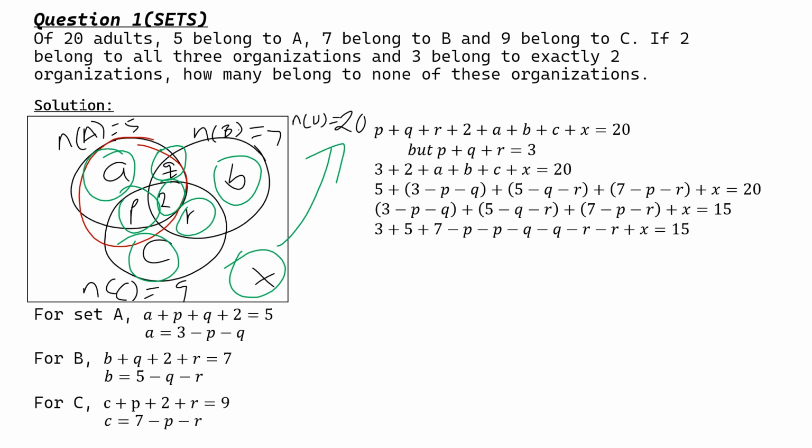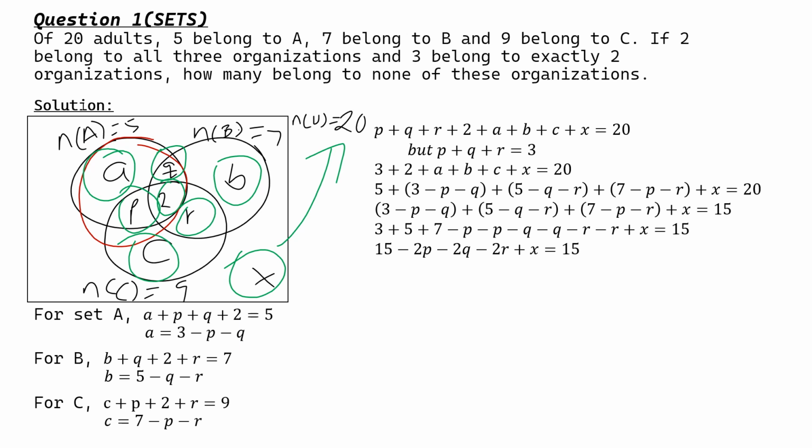So we'll look for the brother for each of them. And now we have it here. So 3 plus 5 plus 7 is 15. 15 minus 2p. So you see the p is what? 2. There are 2 p's, but they are negative. So negative 2p. So 15 minus 2p minus 2q minus 2r plus x equals 15.